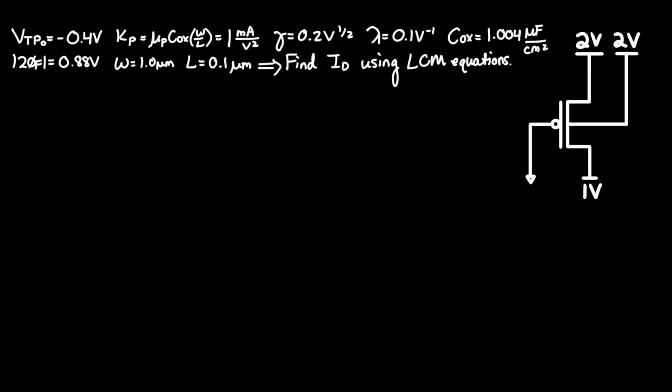Find the current ID using LCM equations of this PMOS transistor. We are given the following parameters. Voltage threshold equals negative 0.4 volts. It's negative since it's P channel.